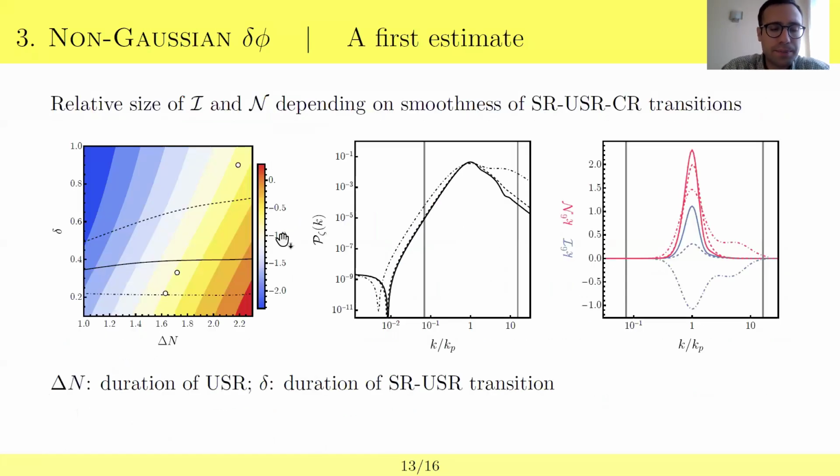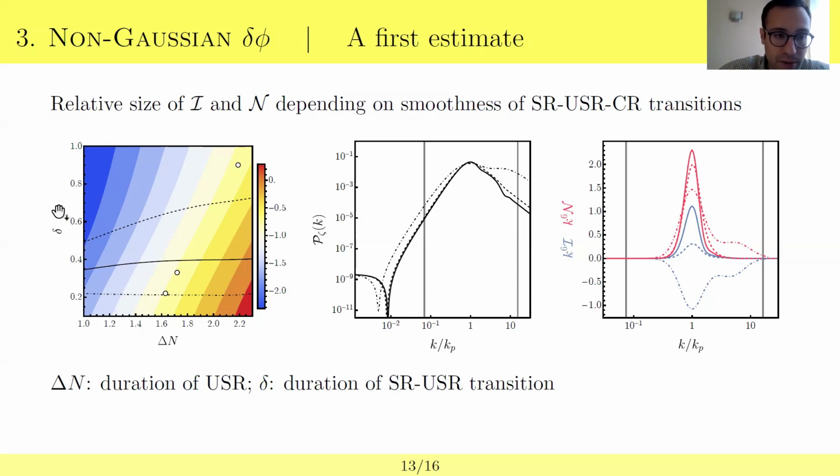And what we found, analyzing one specific parametrization of the inflationary process in which we parameterize the evolution of the second slow roll parameter, is that this relative importance between intrinsic non-Gaussianity and non-linear non-Gaussianity depends on the sharpness of the transitions between slow roll, ultra slow roll, and constant roll, which we parameterize with this parameter delta. This is basically the duration in e-folds of these transitions between slow roll, ultra slow roll, and constant roll.